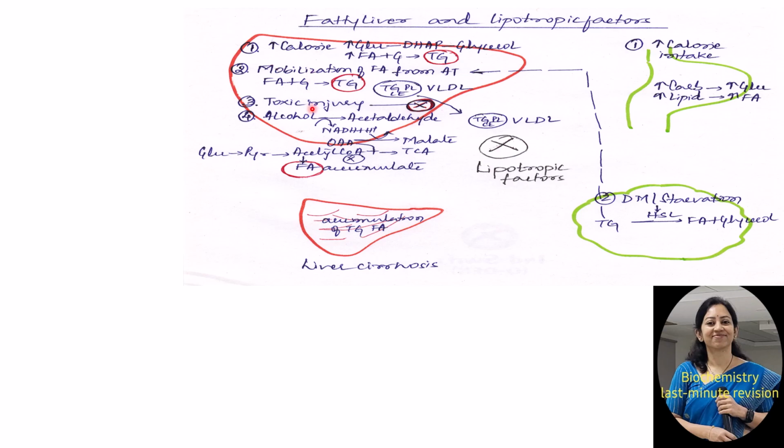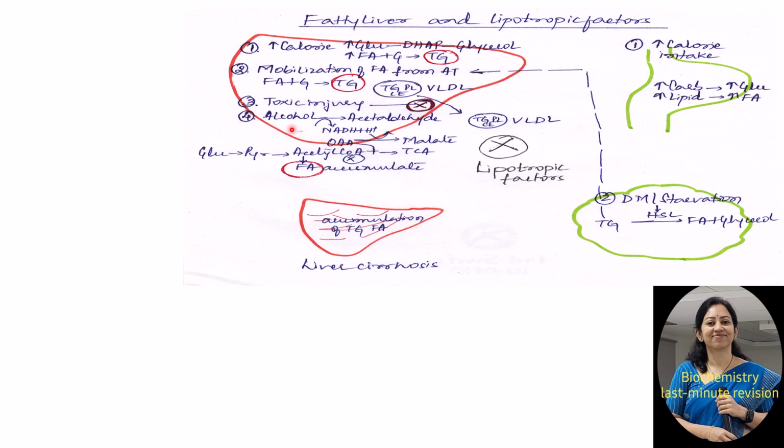The third one is toxic injury to the hepatocytes in the form of drugs and poisons, and this can also impair the clearance of fat from the liver as VLDL. So what happens is the triglycerides or fatty acids get accumulated in the liver, resulting in fatty liver.